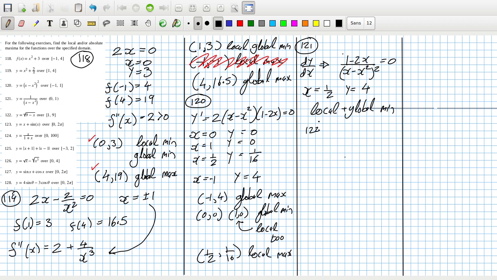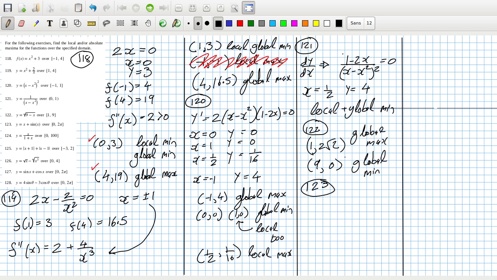122. Well, I'm going to cut to the chase here. This is monotonically increasing. So if you look at the ends, when x is 1, we get 1 and root 8, which is 2 root 2. And then at 9, we get 9 and 0. So that has to be a global min. And this one here is a global max. No need for calculus for that one.